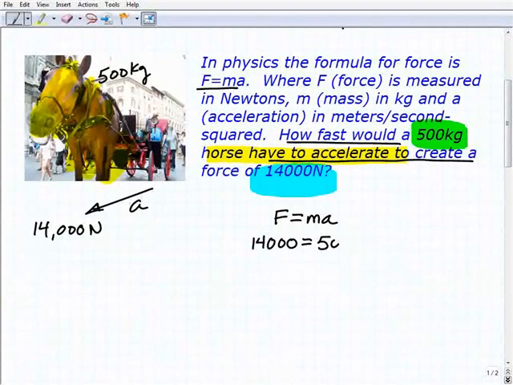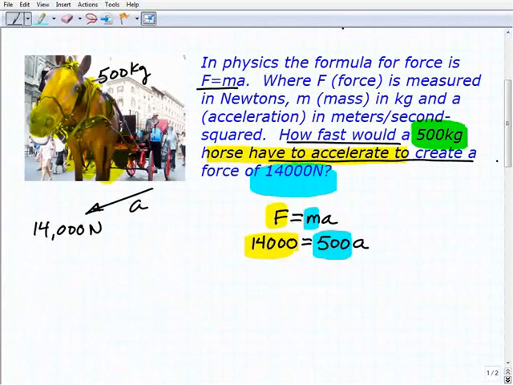So this will be 500. That's our mass. Our force is 14,000 newtons, our mass is 500 kilograms, and how much would we have to accelerate this 500 kilograms to get 14,000 newtons worth of force? So we have to solve for A. So this is a one-step equation. So we have 500 times A equals 14,000.